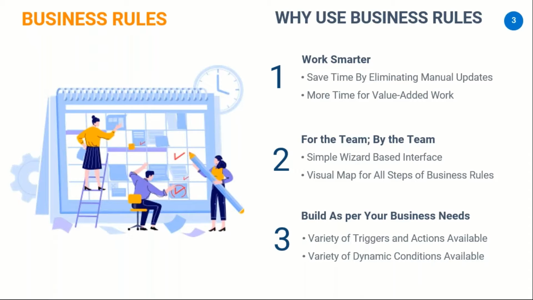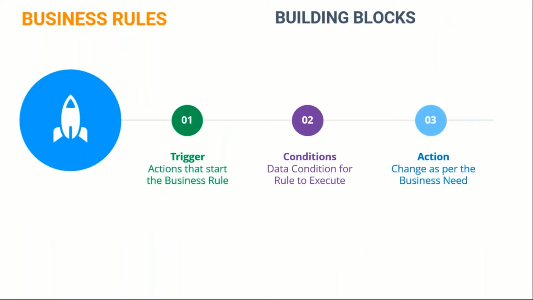Now, while this is the intent, let's look at what is a business rule and what are the basic building blocks of a typical business rule. So first up, it constitutes three parts: the trigger, condition, and actions. Triggers are an event or an action that is going to invoke or start the business rule.